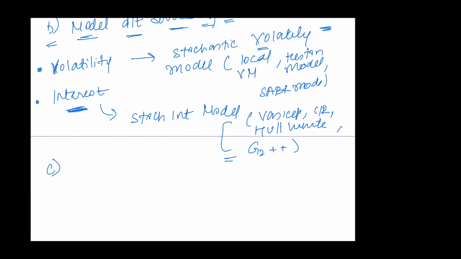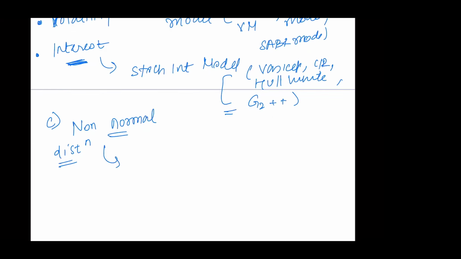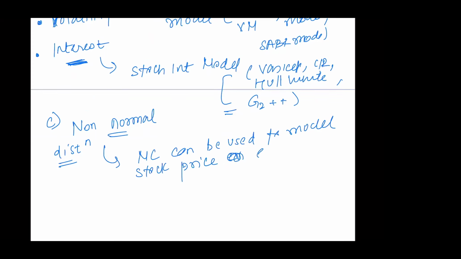Monte Carlo is also useful in places where we have non-normal distribution. What I mean is, we always say stocks follow normal distribution, but what if they don't? That's where Monte Carlo can be used to model the stock prices. In all those places where you don't want to assume normal distribution, you can use Monte Carlo simulations, to model stock prices even if they don't follow normal distribution.